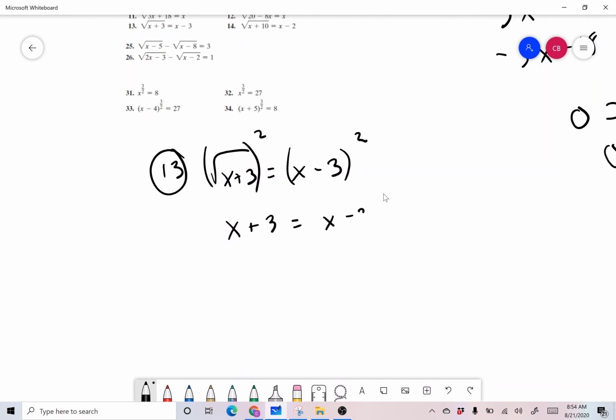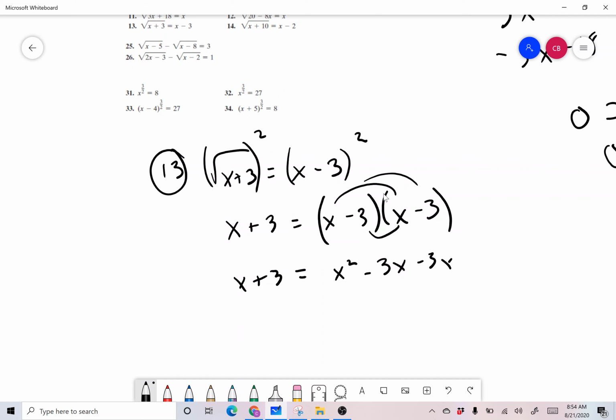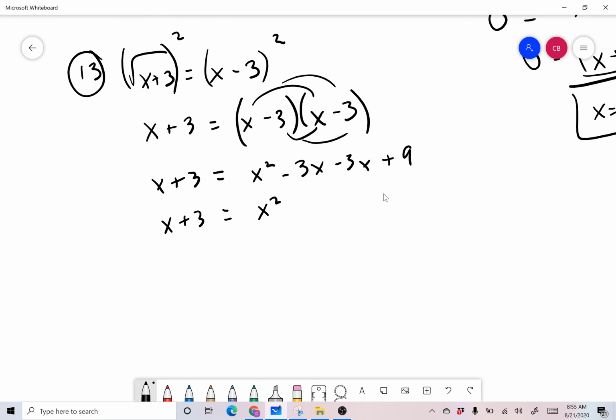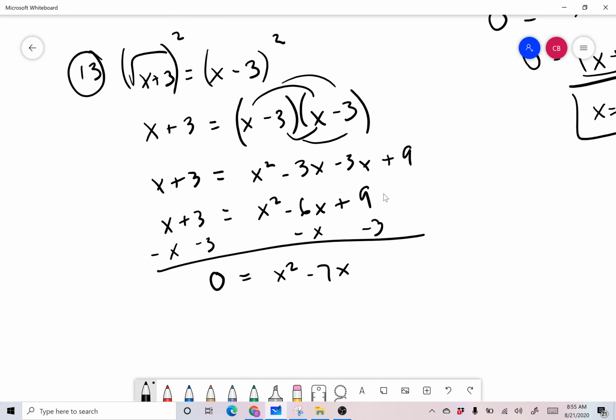This is x minus 3 times x minus 3, which is x plus 3 is equal to x squared minus, I'm distributing, 3x minus 3x plus 9, which is x plus 3 is equal to x squared minus 6x plus 9. I minus x minus 3. 0 is equal to x squared minus 7x plus 6.